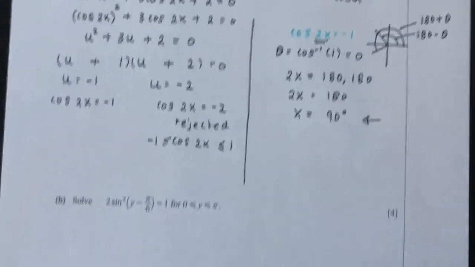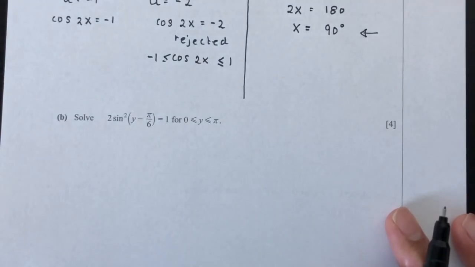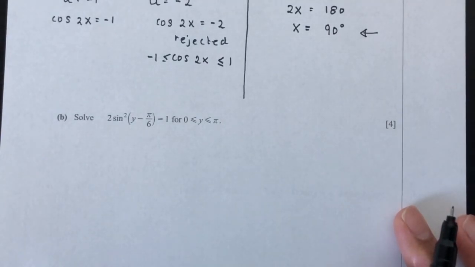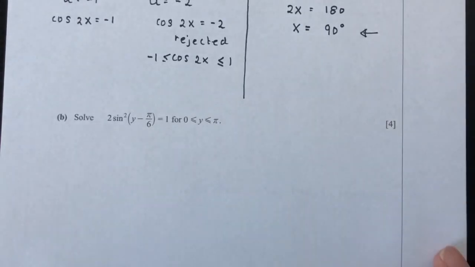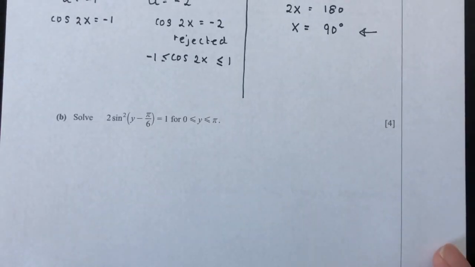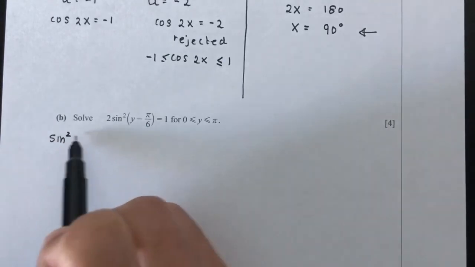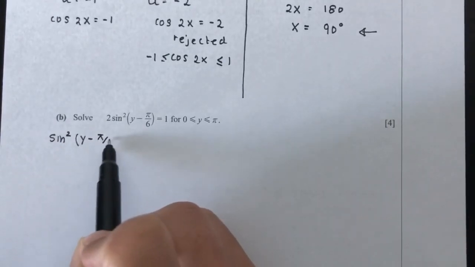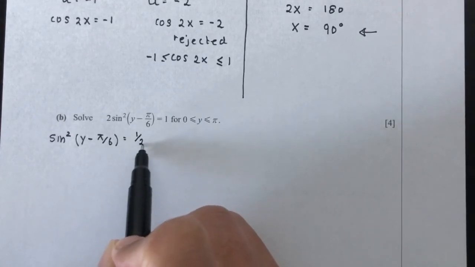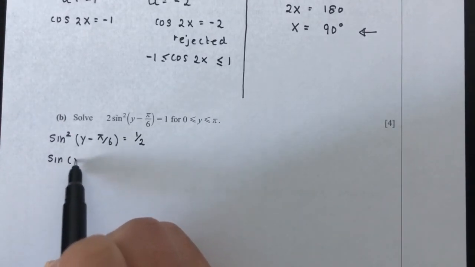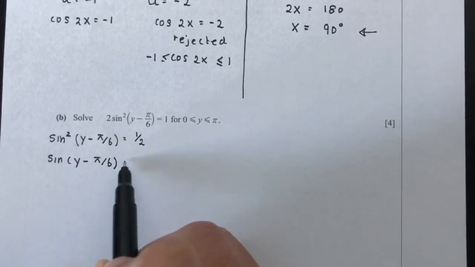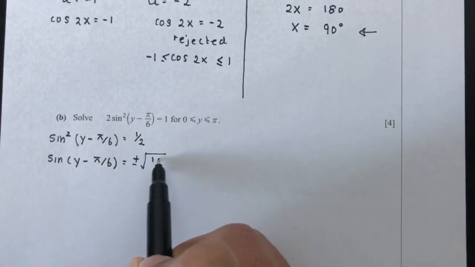Okay, now let's move on to part B. So this one is a function in terms of sine, but the angle here is y minus pi by 6. So let's see what we can do for this one. Let's see, what do we have? First we have to make sine become the subject of the formula. So let's do that. You will have sine squared of (y minus pi by 6) is equal to 1 over 2. So sine becomes the subject, and that will become plus minus root of 1 over 2.